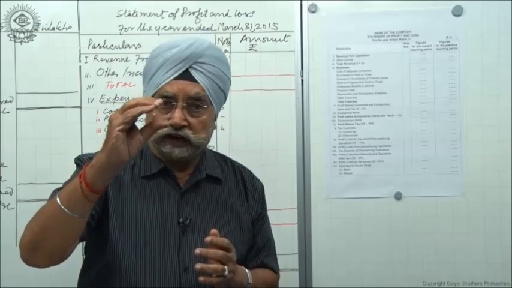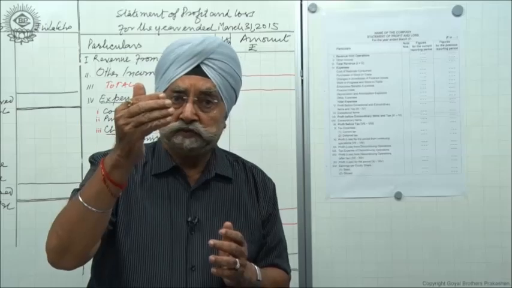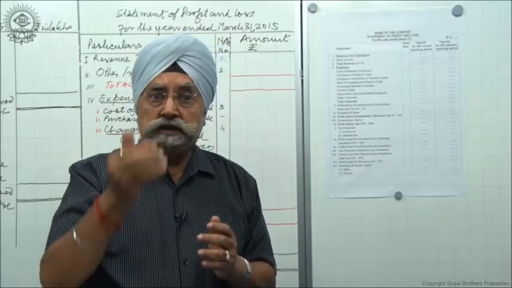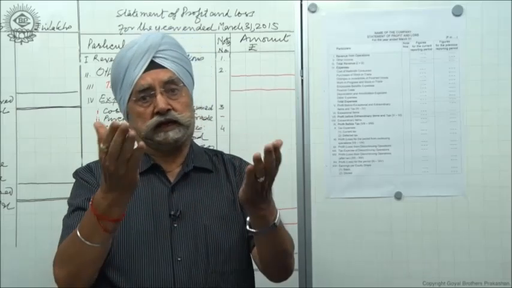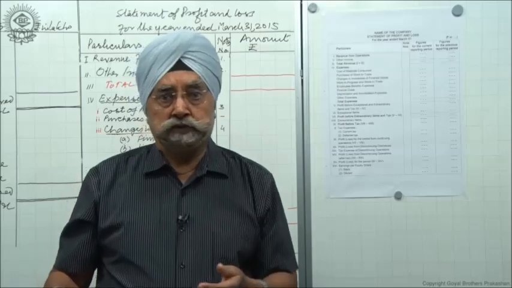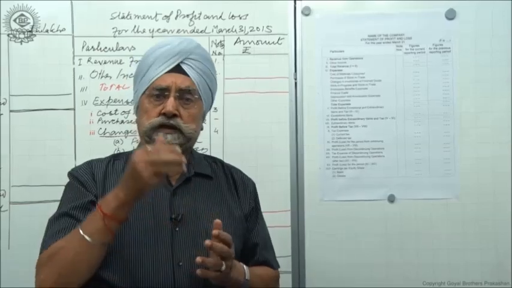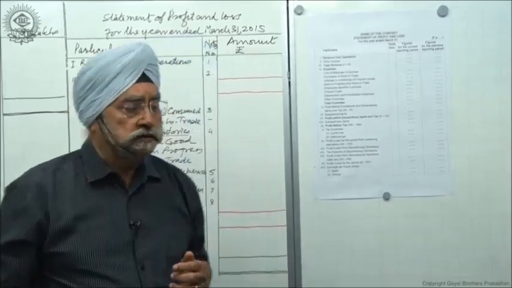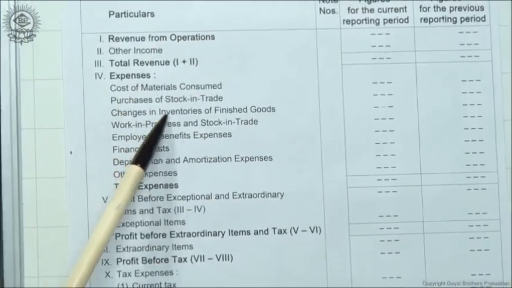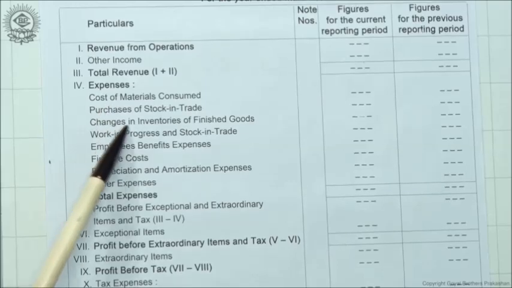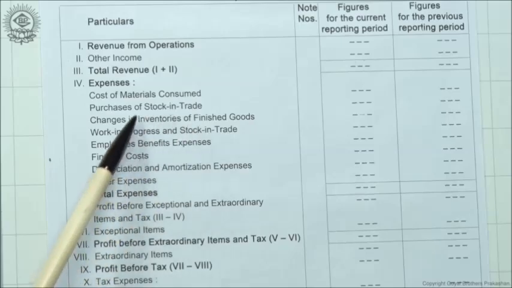Stock has changed from 5 lakhs to 3 lakhs. Right? So the opening stock was 5 lakhs and the closing stock is 3 lakhs. So we will deduct the closing stock out of the opening stock, and that is the change in the inventory. So we have to show changes in inventories of 3 types: change in the inventories of finished goods, then change in the inventories of work in progress, then change in the inventories of stock in trade.